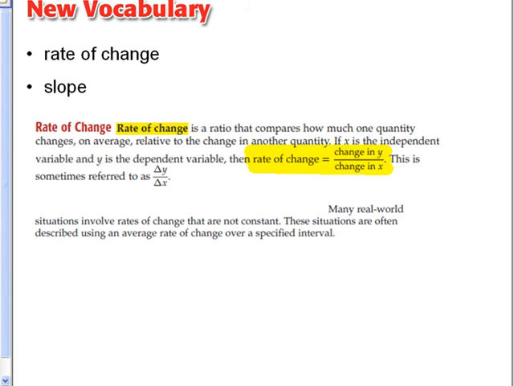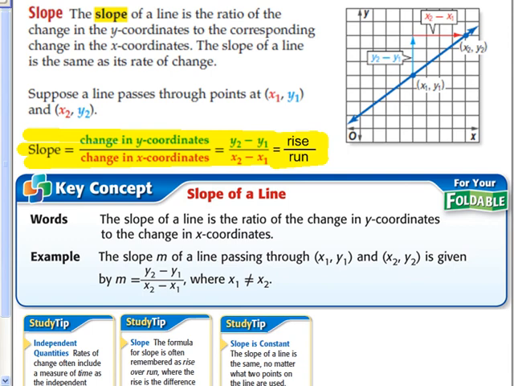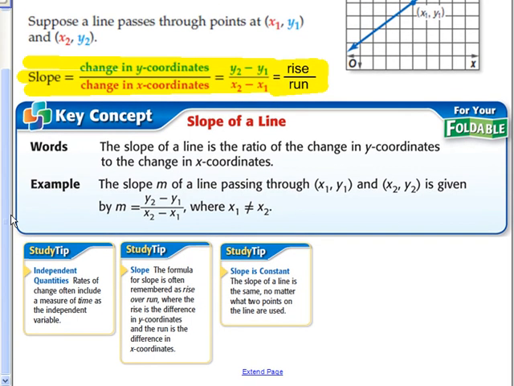Alright, today we're talking about rate of change. And rate of change is the change in y over the change in x. The slope is change in y coordinates over change in x coordinates, y2 minus y1 over x2 minus x1, and it is rise over run. This is something that is very important for you to memorize. If you look on your MCA formula sheet, this is not given to you on the formula sheet. So this is something that you need to have memorized all the way through till April. Okay, and then make sure you read through your study tips.